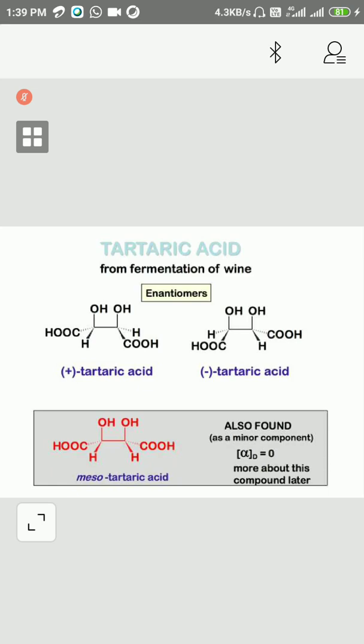This is a very good example. One is showing plus tartaric acid, another one is minus, and the third one is meso-tartaric acid. In this there is a mirror plane in between the molecule. So if one carbon is R configuration, the other carbon is S. But in these two cases, there is no mirror plane in between the molecule. You can see both carbons have the same configuration. That's why these are either plus or minus. But in this case, the molecule is optically inactive.